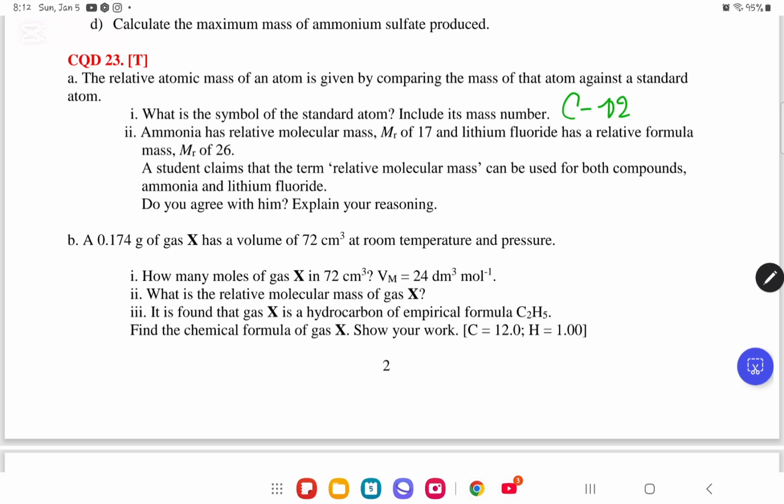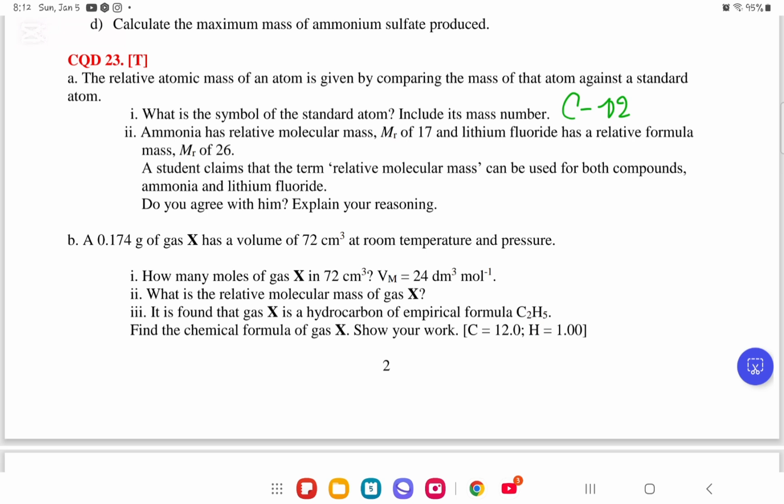Okay, ammonia has a relative molecular mass or molar mass of 17, and lithium chloride has a relative formula mass or molecular mass or molar mass of 26. A student claims that the term relative molecular mass can be used for both compounds. I just corrected my own mistake by reading that sentence, okay? You cannot say that a student claims that the term relative molecular mass can be used for both compounds, ammonia and lithium fluoride. Do you agree with him?